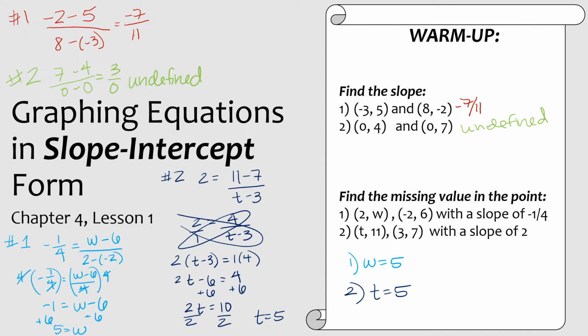So I ended up multiplying by 4 to get rid of my fractions, and I got w equals 5 and t equals 5. So everything equaled 5 on this side. For the dark blue number 2, again, I figured out what this was. I butterflied, so I cross multiplied to get rid of my fractions, and then I get t equals 5.